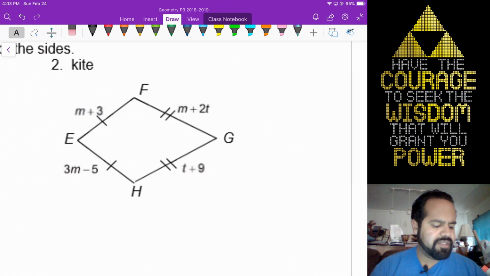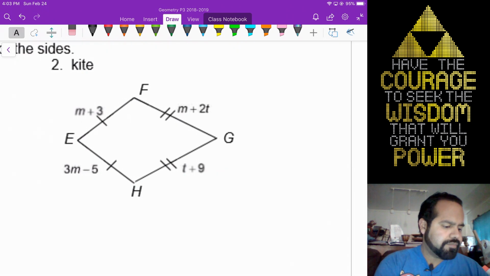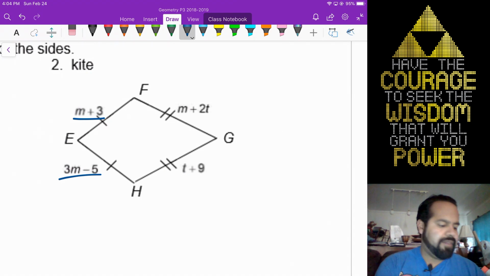Number 2, we got a kite. Now, unfortunately, the markings were still left on there. I originally meant to have them removed, but you have two different sets of sides that are congruent to each other. None of them are parallel, and it's not the opposite sides. So we're going to say m plus 3 equals 3m minus 5.